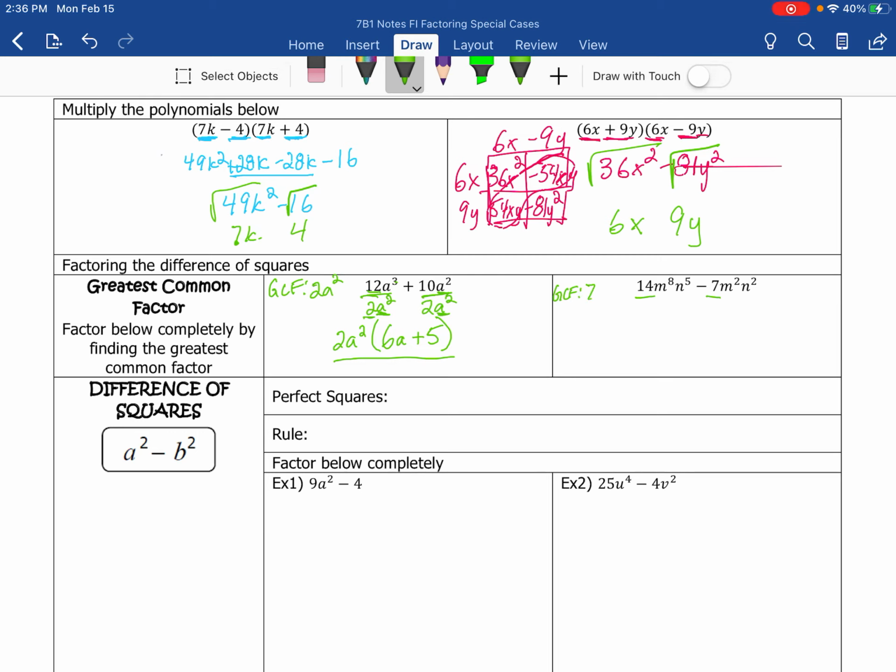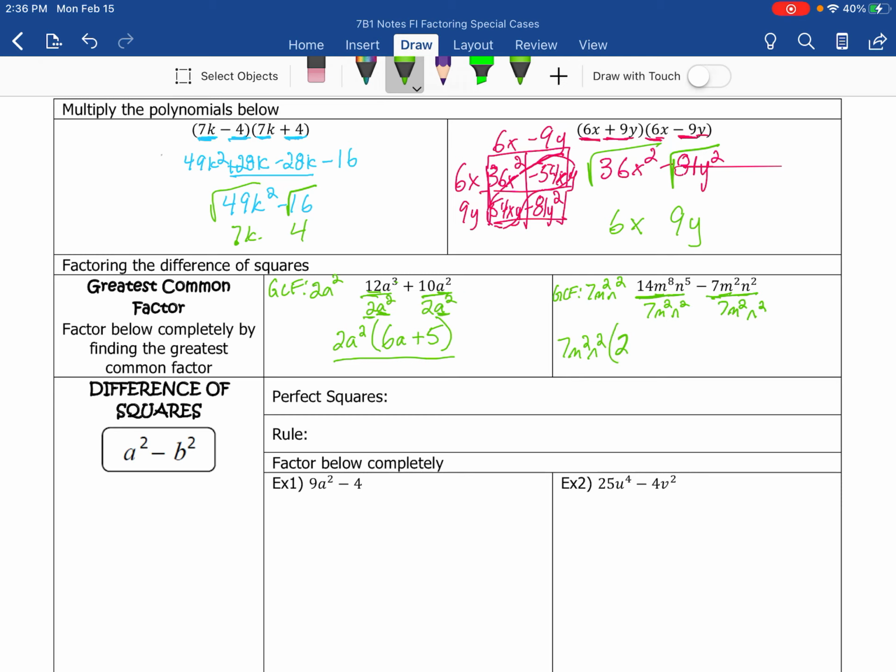Same thing here. I have my 14 and my 7. Of course, the greatest common factor of 14 and 7 is 7. I also have 8 m's here and 2 m's here. So what's the greatest number of m's they have in common? They both have 2. And I have an n to the 5th and n squared. The greatest number of n's they have is 2. So I'm going to factor out a 7, an m squared, and an n squared from each of these terms.